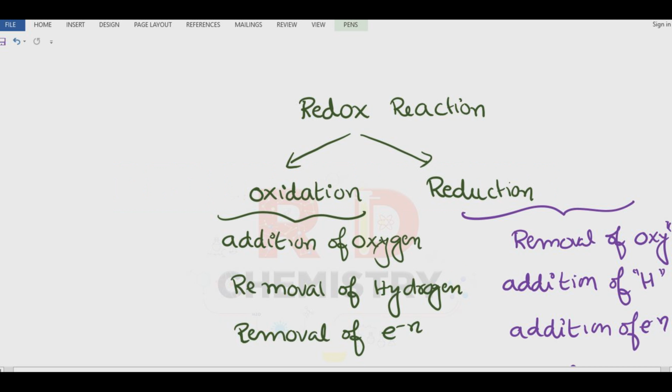Students, what do you mean by redox reaction? Redox reaction involves oxidation as well as reduction together in a given reaction. What do you mean by oxidation? Oxidation means either addition of oxygen or removal of hydrogen or removal of electrons. So what is reduction? Reduction means removal of oxygen or addition of hydrogen or addition of electrons. So this is the meaning of oxidation and reduction.